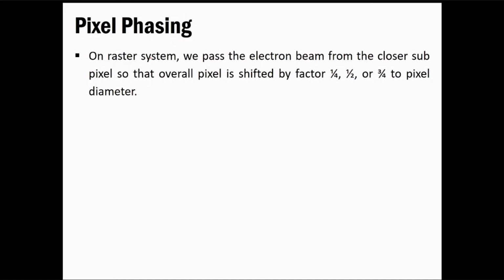But why do we need this? If your monitor or system supports this sub-pixel kind of thing, we pass the electron beam from the closer sub-pixel so that the overall pixel is shifted by a factor of 1/4, similarly 1/2, and then 3/4 of the pixel diameter. So basically, instead of going to the main pixel and trying to illuminate that particular pixel, we shift the whole scenario to the sub-pixel so that it gives us a more zoomed-in view.